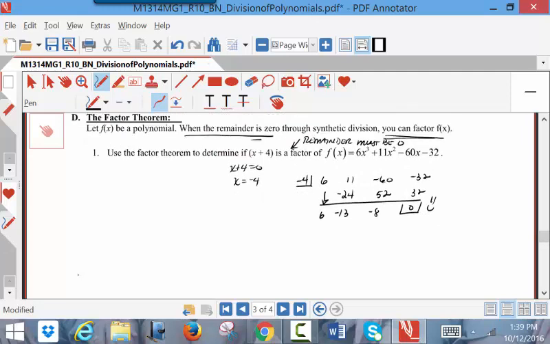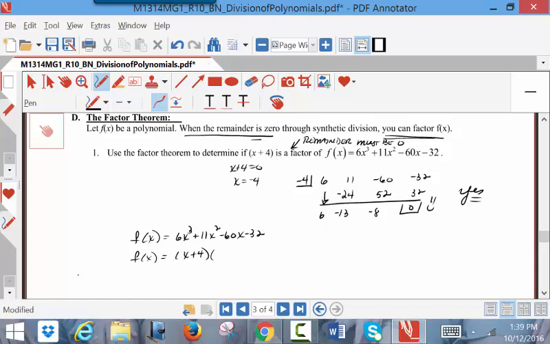Okay, I got lots of space. Okay, so here we go. If x plus 4 is a factor, and it is, right? We know it is a factor. If it's a factor, that means that f of x, which equals 6x cubed plus 11x squared minus 60x minus 32, can now be factored into x plus 4 times something. What do you think the something is?